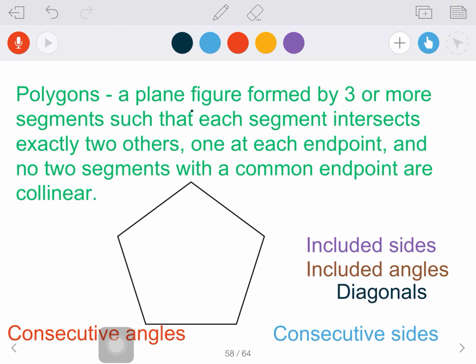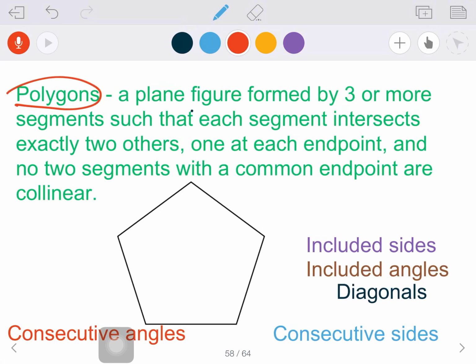Good evening, everyone. We began our discussion this evening with the definition of what we call polygons. You can read that a polygon is a plane figure formed by three or more segments such that each segment intersects exactly two others, one at each endpoint, and no two segments with a common endpoint are collinear. So let us first dissect the meaning of the term polygon.